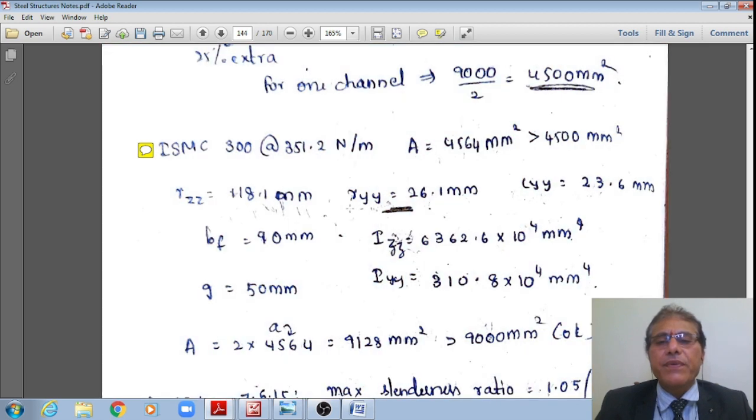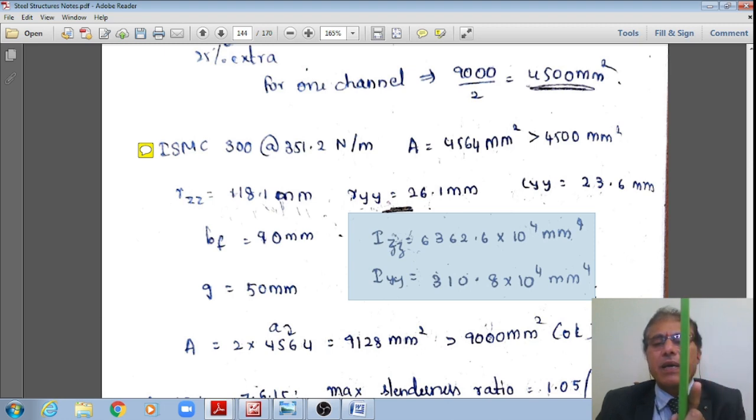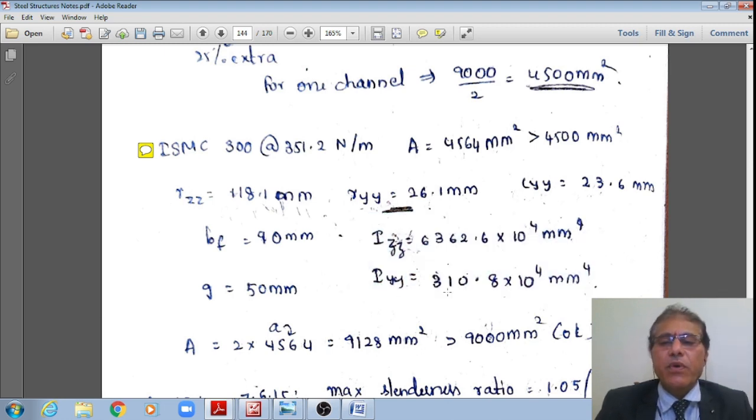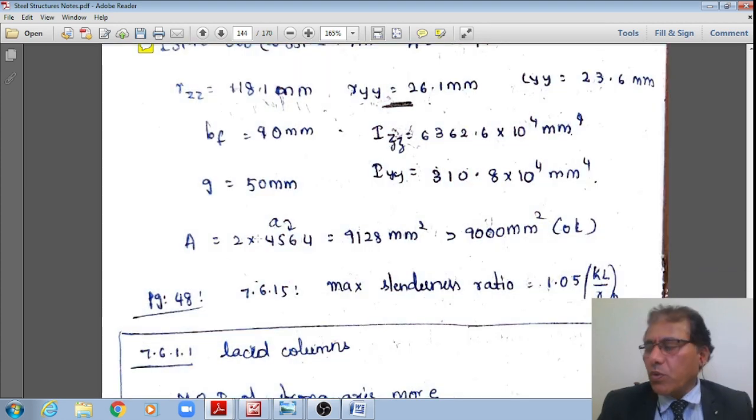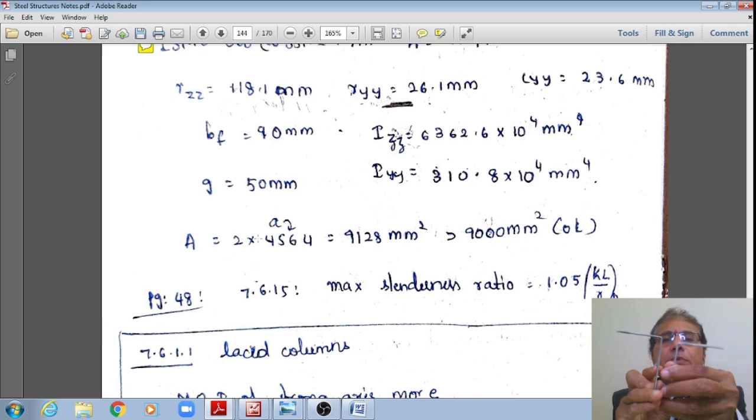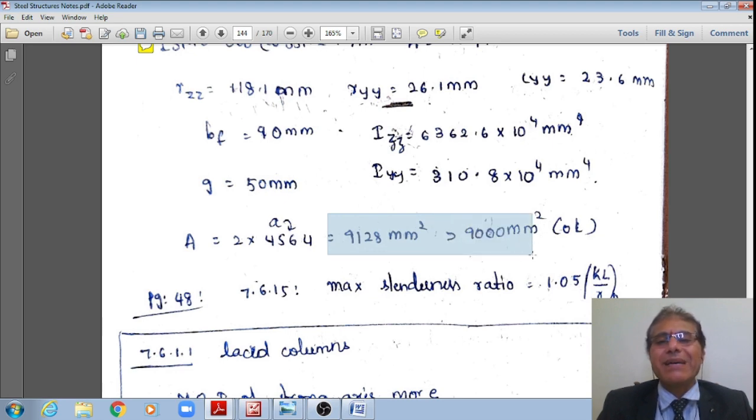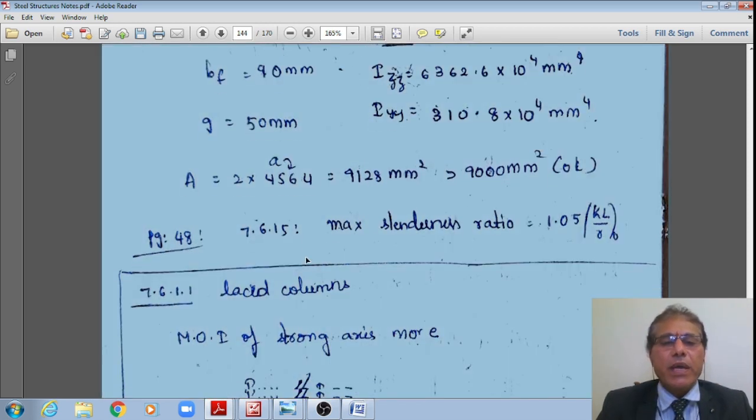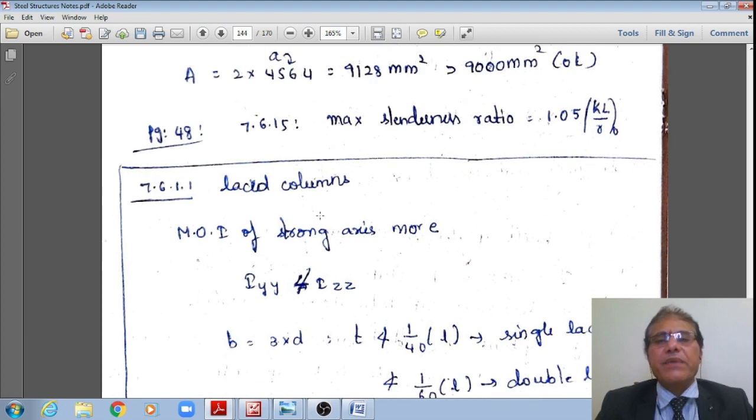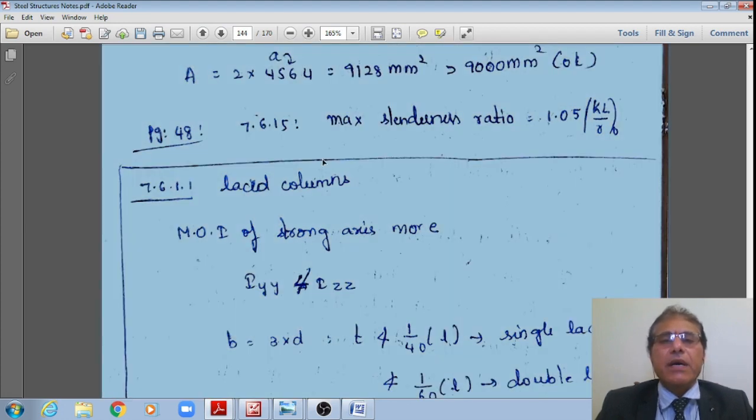And also the moment of inertia about the strong axis, IZZ or IXX, is equal to 6362.6 × 10 to the power 4 mm to the power 4, and about that vertical weak axis is 310.8 × 10 to the power 4 mm to the power 4. However, we have provided two such channels. Therefore, the area provided is equal to 2 multiplied by 4564, which is 9128 mm square, which is greater than 9046 mm square. Therefore, it is okay.